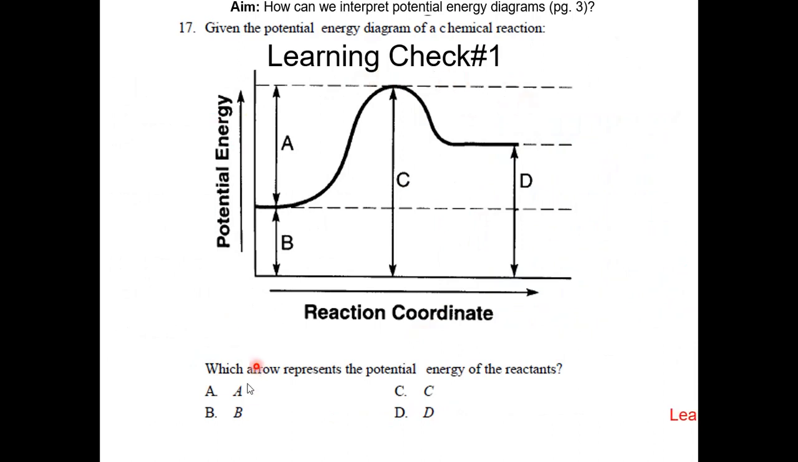Learning check number 1. Which arrow represents the potential energy of the reactants? Pause the video and resume once completed.